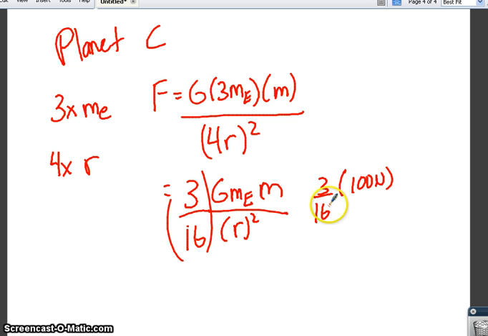It's 300 divided by 16. I'm not going to do that in my head right now. Actually, I have a calculator right here. 300 divided by 16. So that's going to equal 18.75 newtons. Okay, let's do one more.